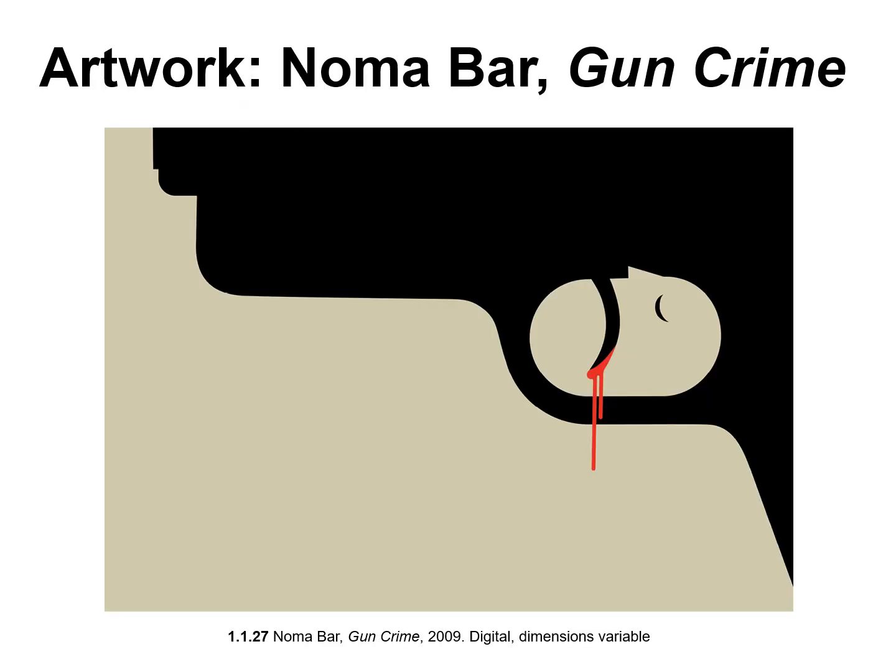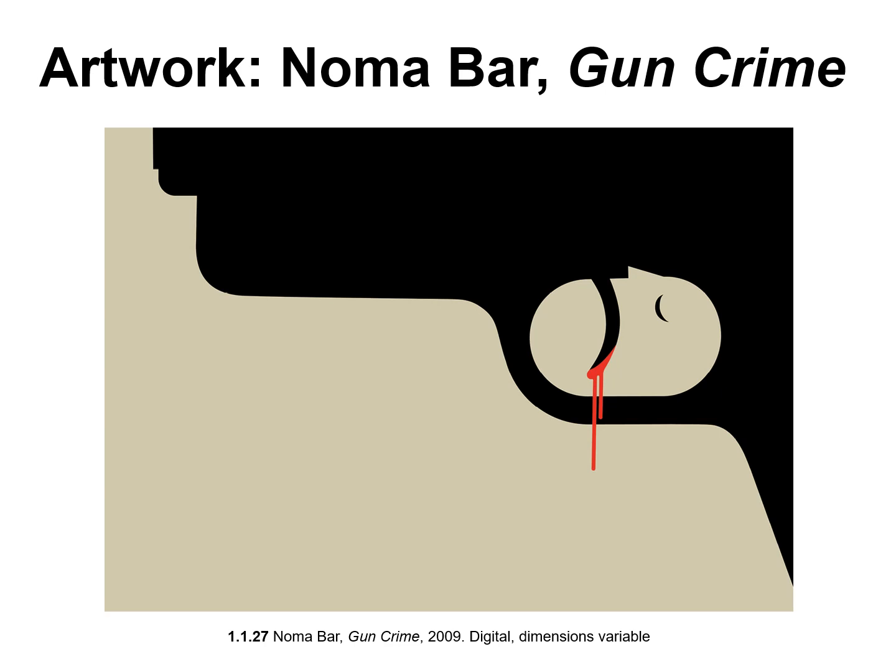This artwork is a digital image by Noma Barr called Gun Crime. And it is an absolutely perfect illustration of this idea of positive and negative shape, right? Positive and negative. And the way that can be used subtly as a way to really push an idea.